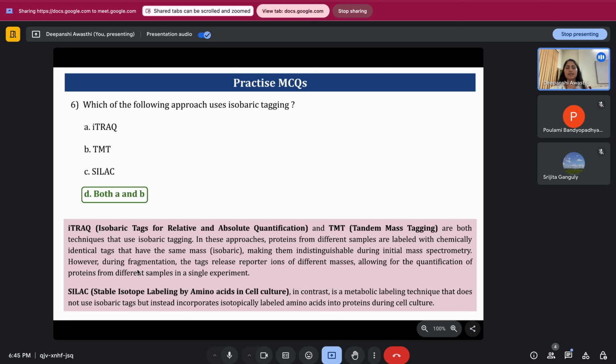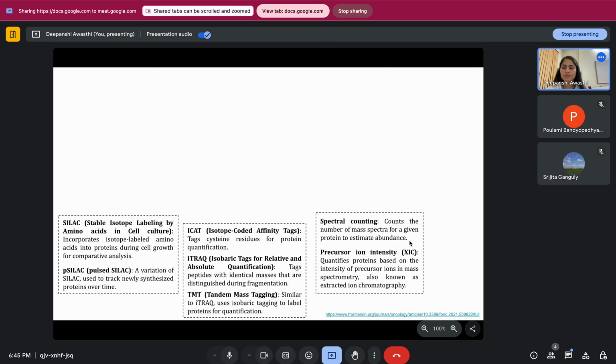Whereas in the second or final mass spectrometry run, those tags will generate different reporter ions. So you will be able to distinguish between both those samples which are labeled with the isobaric tags. So this is about iTRAQ and TMT.